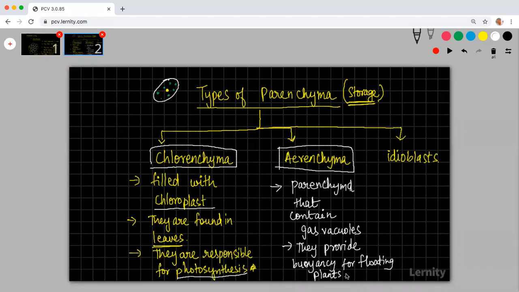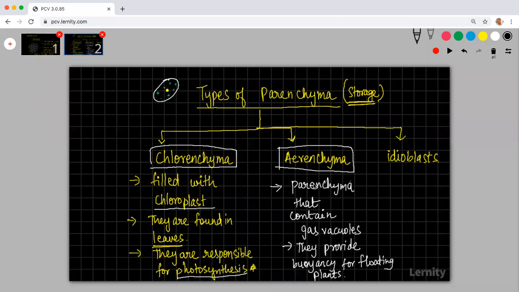Okay, so whenever this parenchyma contains gas vacuoles, we call it aerenchyma. It will have air in it, lots of air. So what is it trying to do? It is trying to provide buoyancy. What do you mean by buoyancy? It will allow the plant to float.